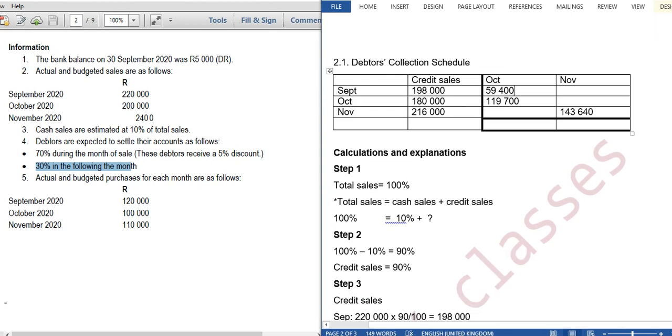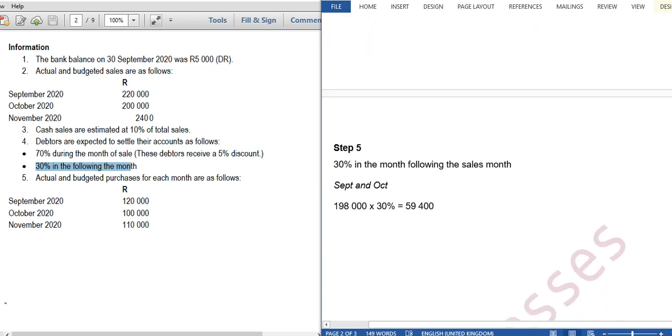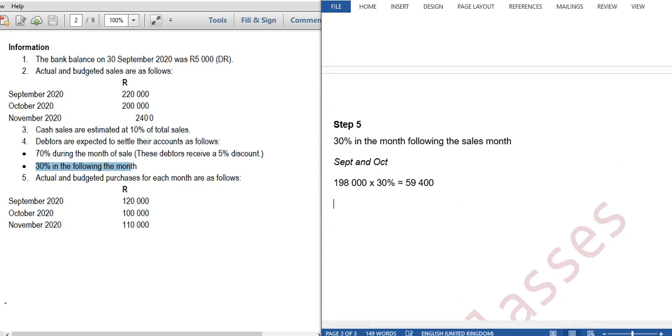Then our next month of sales is what? October. If we sell in October, we will receive in what? In November. If we sell in October, we will receive in November. So we are going to say October and November here.